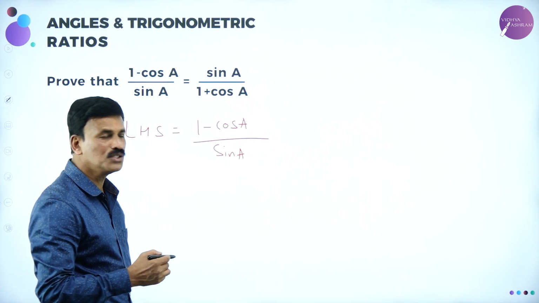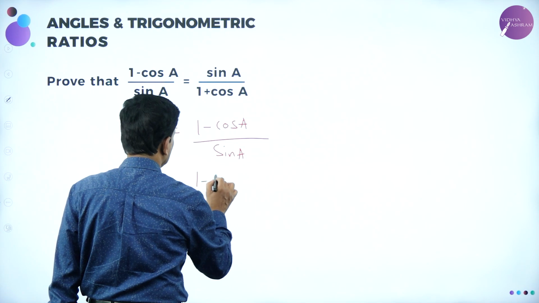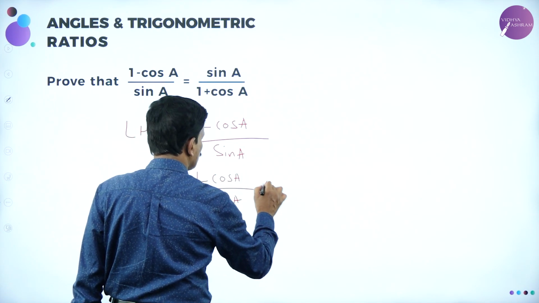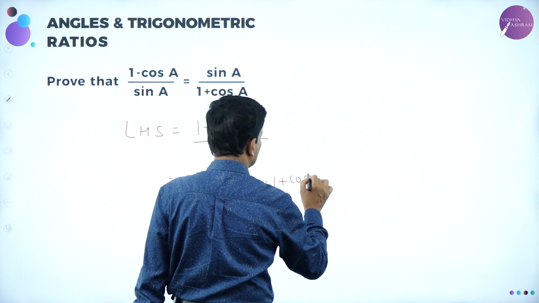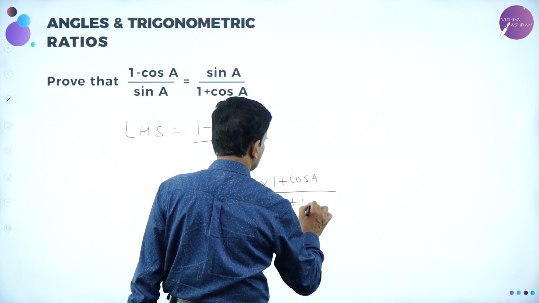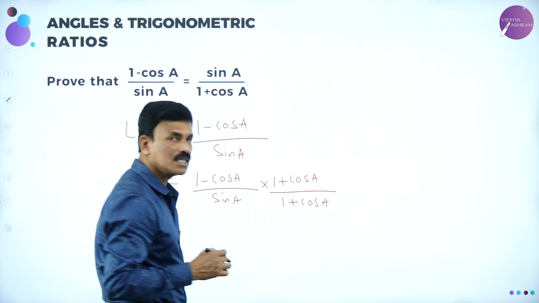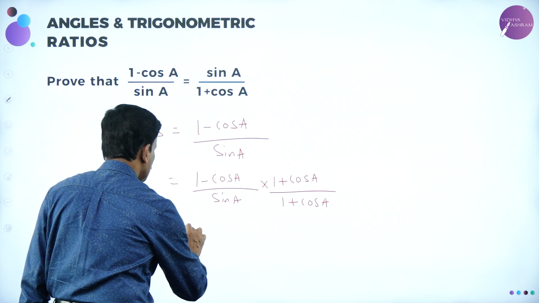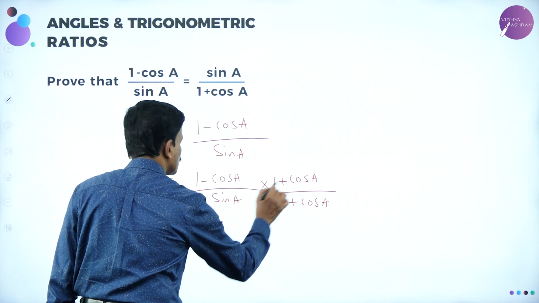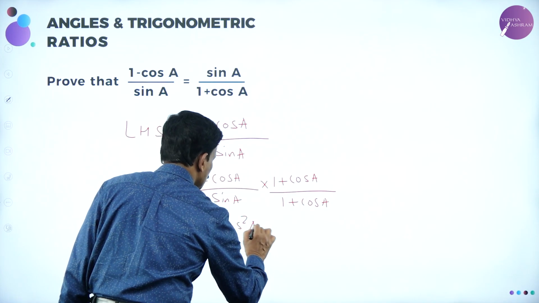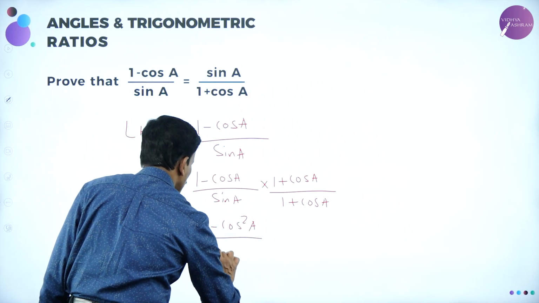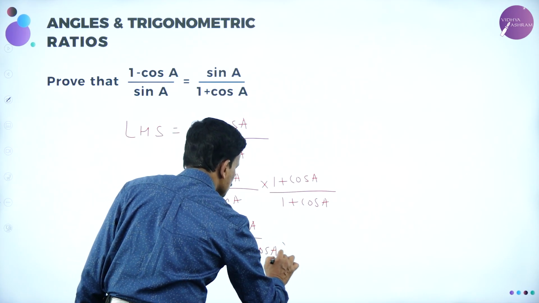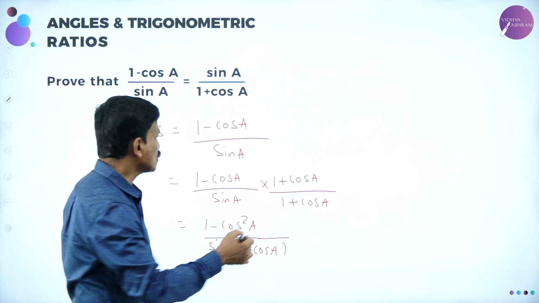Let us rationalize the numerator. Multiply and divide 1 minus cos A divided by sin A by 1 plus cos A, 1 plus cos A divided by 1 plus cos A. Rationalizing the numerator, multiply and divide by 1 plus cos A. Then what you will get? 1 into 1 is 1, minus cos into cos is cos square A, 1 minus cos square A divided by, in the denominator, sin A into 1 plus cos A as it is. It won't change.